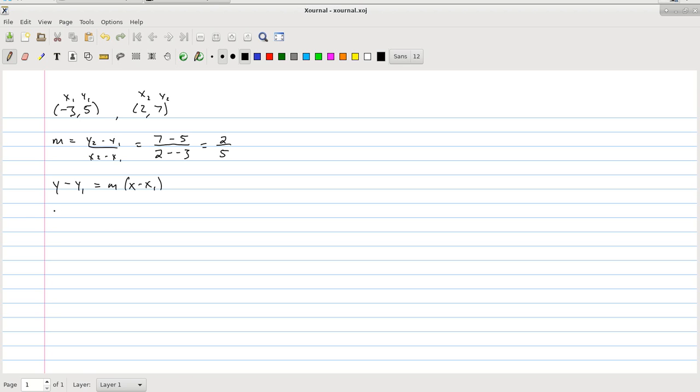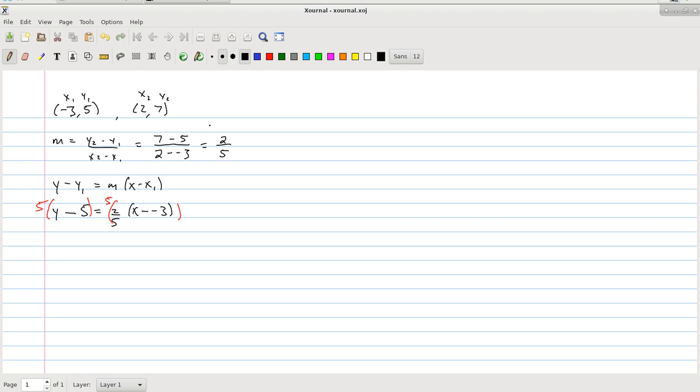Filling in what we know, we've got y minus y1, which we had identified to be 5, equals m, which we had just calculated to be 2/5, times x subtract x1, which way back here was negative 3. Now, general form has no fractions, so the next thing to do is get rid of fractions by multiplying everything by the common denominator. The only denominator I see is 5, so we'll multiply everything by 5.